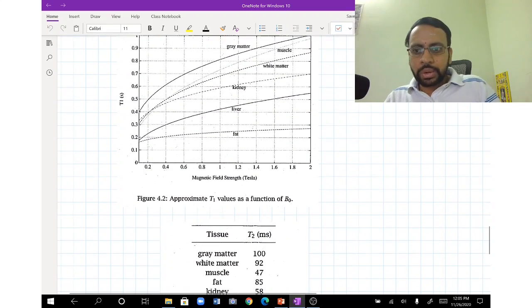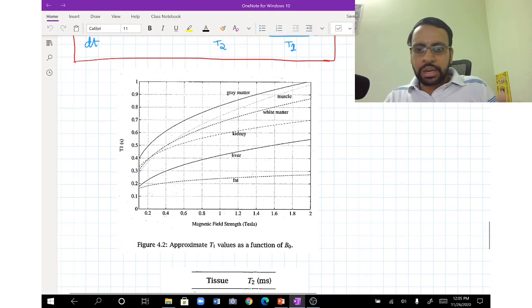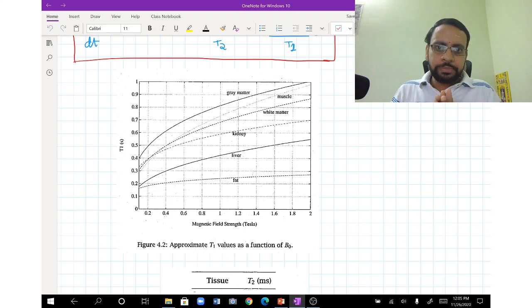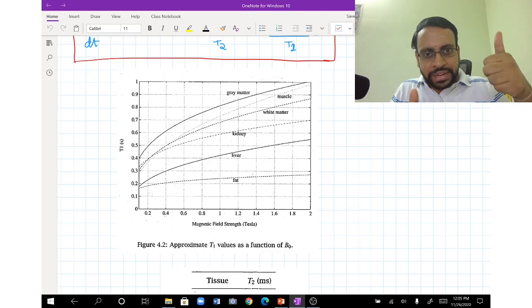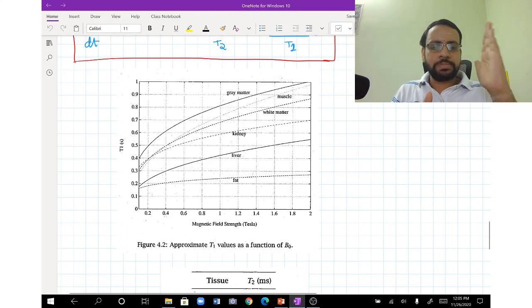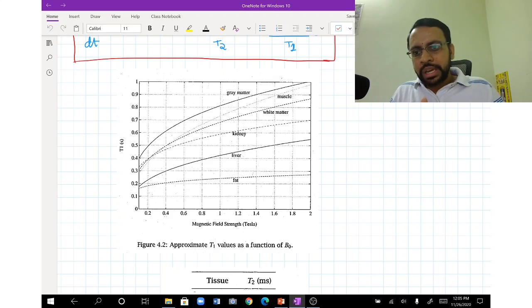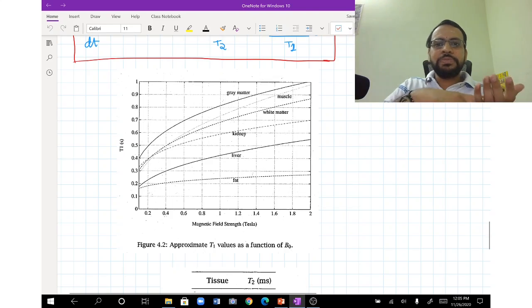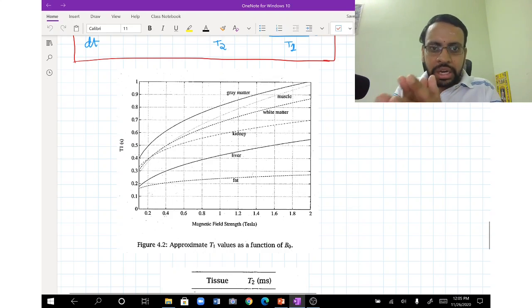If you want to take a look at how this works, as I mentioned, T1 depends on spin-lattice interactions as well as the magnetic field strength that you apply. So here on the x-axis you have the magnetic field strength B naught that you are applying, in Tesla, and here are different tissues, let's say fat, liver, kidney, white matter, muscle, gray matter. This tells you, for a given applied magnetic field, how much time it takes for longitudinal relaxation, or T1 relaxation.